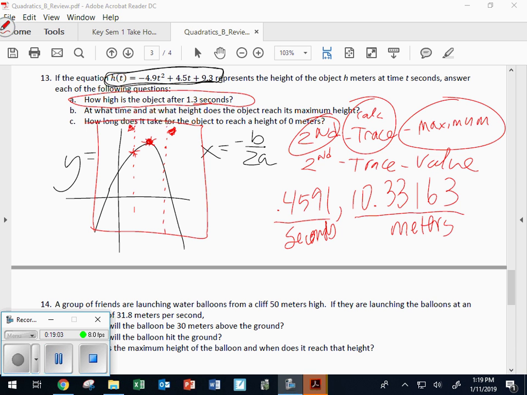What could you do instead? You stick the 1.3 right there, where it's a time, right? So you put it in for t. You can stick the 1.3 in there and there, and it'll get you the answer too.